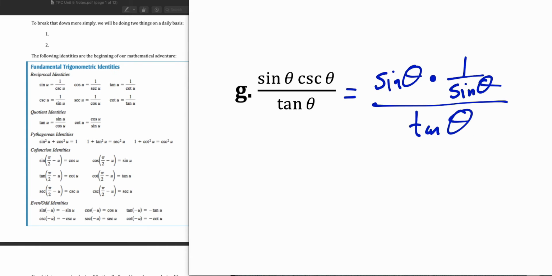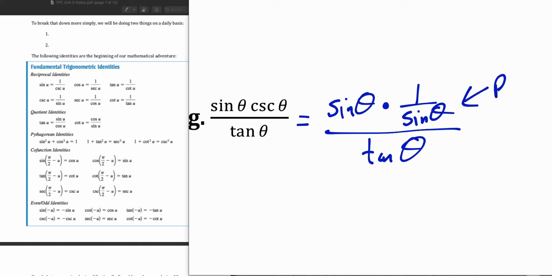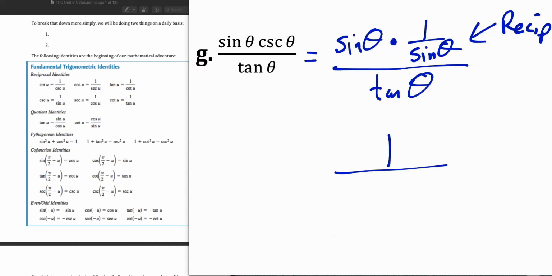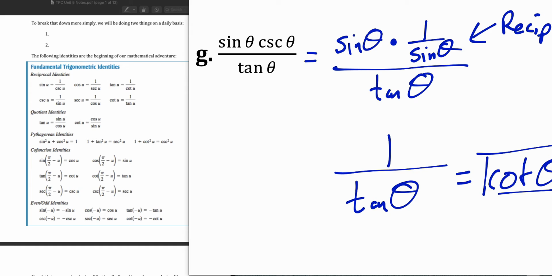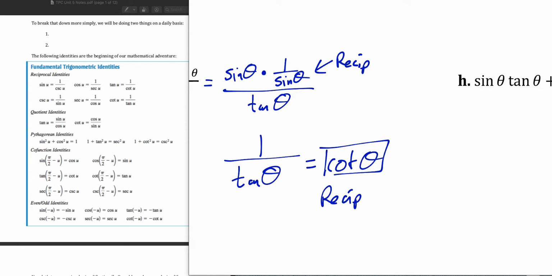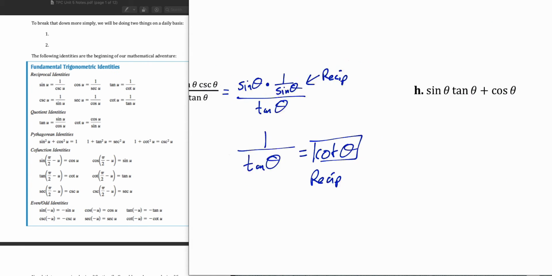So when we have in our numerator sine times 1 over sine, again, that's using a reciprocal identity. Sine times 1 over sine in the numerator gives us just 1. And so we have 1 over tangent. And folks, 1 over tangent, that's just cotangent. And that is a reciprocal identity as well. So keep it simple. There was a different way that I could have shown you that, and I realized, oh yeah, let's just keep it simple.